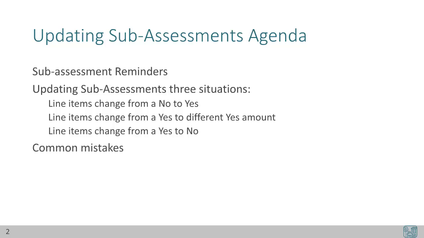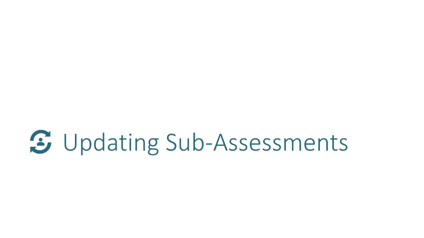When the line items change from a no to a yes response, when a line item changes from a yes to a different yes amount, and when a line item changes from a yes to a no. There are some different steps for each of these examples, so we'll go through those in detail. We'll also finish up with some common mistakes to avoid. Updating SubAssessments.